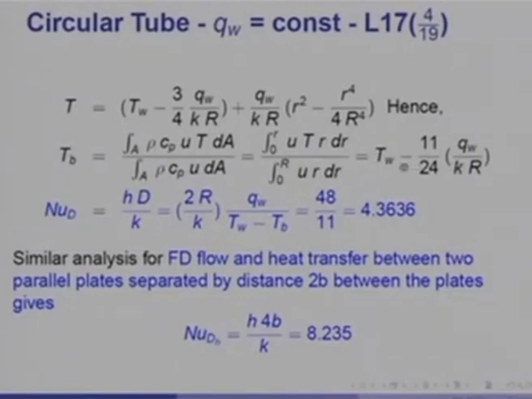So, you can now see that Nusselt number, which is defined as h d by k, will be equal to 2 r by k q wall over T wall minus T bulk, and T wall minus T bulk is 11 by 24 q wall r by k. So, that gives us 48 by 11, equal to the very well known result 4.3636, which you derived in your undergraduate course.